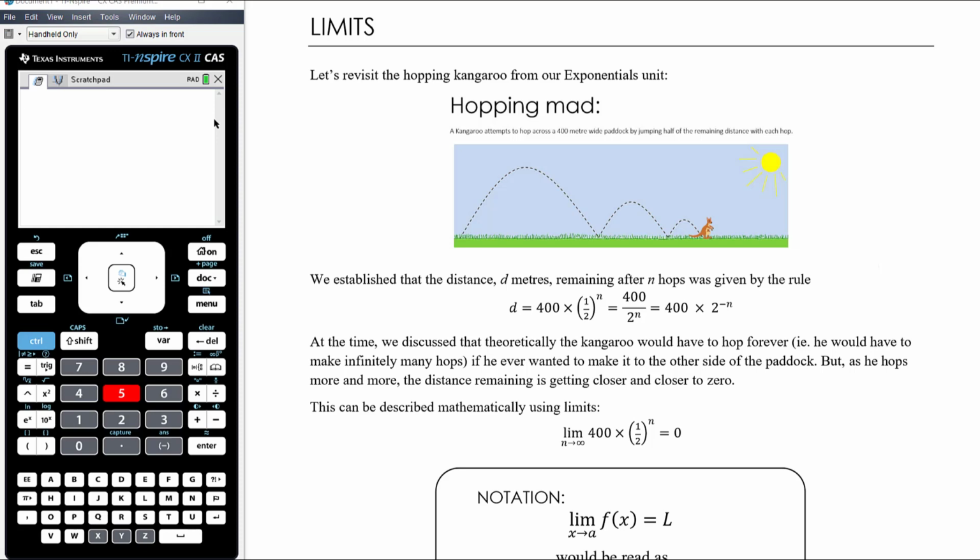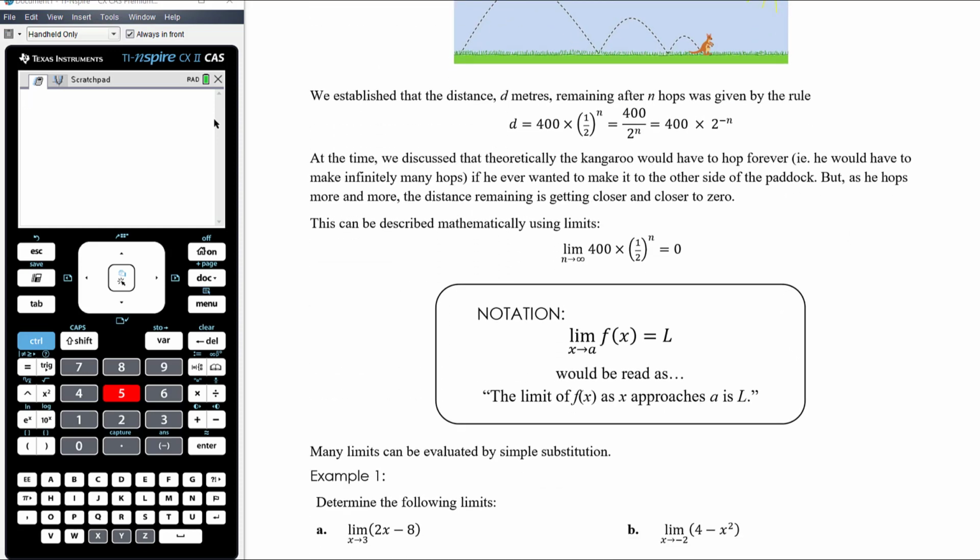And we can write that mathematically using the idea of a limit. This would be the equivalent statement here: the limit as n approaches infinity. As he takes more and more jumps, as n gets bigger and bigger, this whole calculation will approach zero. So the limit is equal to zero. The limiting value is zero. We don't say that the limit approaches zero. The limit is the value that the function is approaching, and the limit is equal to zero.